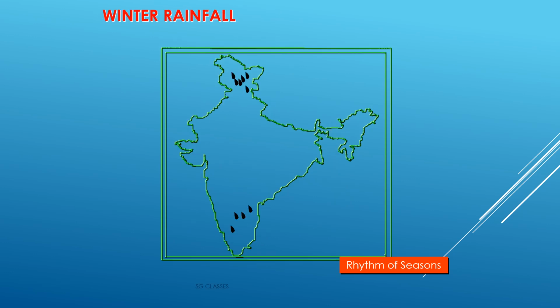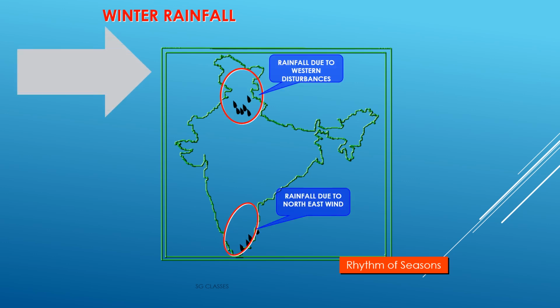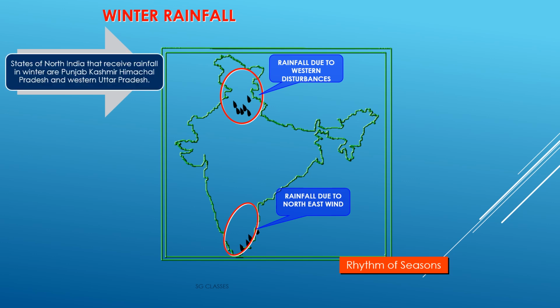Here we'll discuss some more points related to winter rainfall, as we're discussing the retreating monsoon or withdrawal of monsoon. The region that receives rainfall in winter in India is Tamil Nadu. This is due to the phenomenon called the northeast monsoon. Northeast monsoon occurs during October and December and affects only the southern part of India. You can see over here.